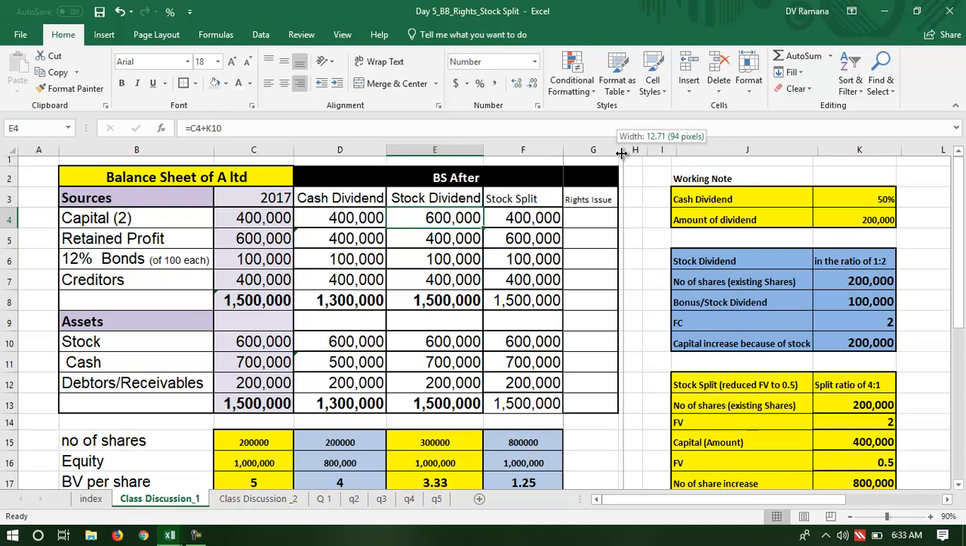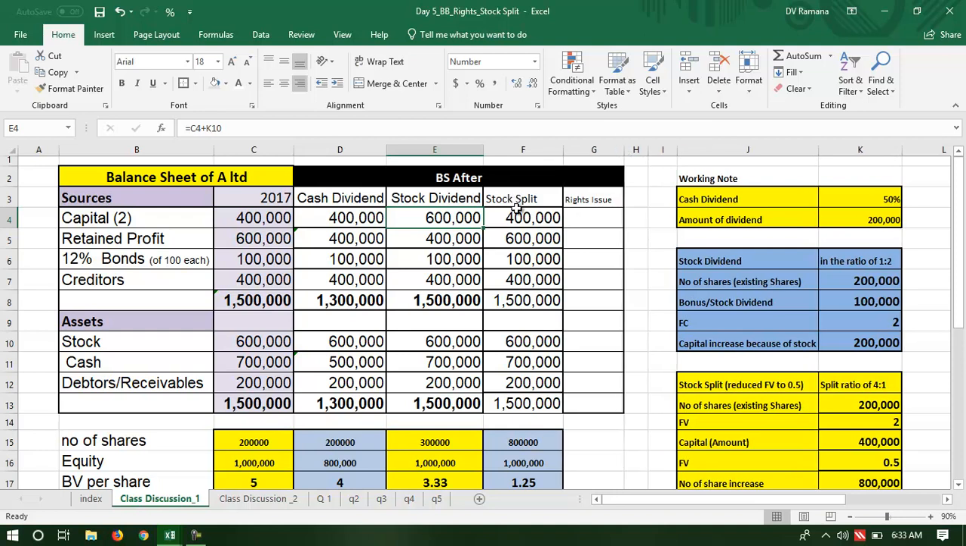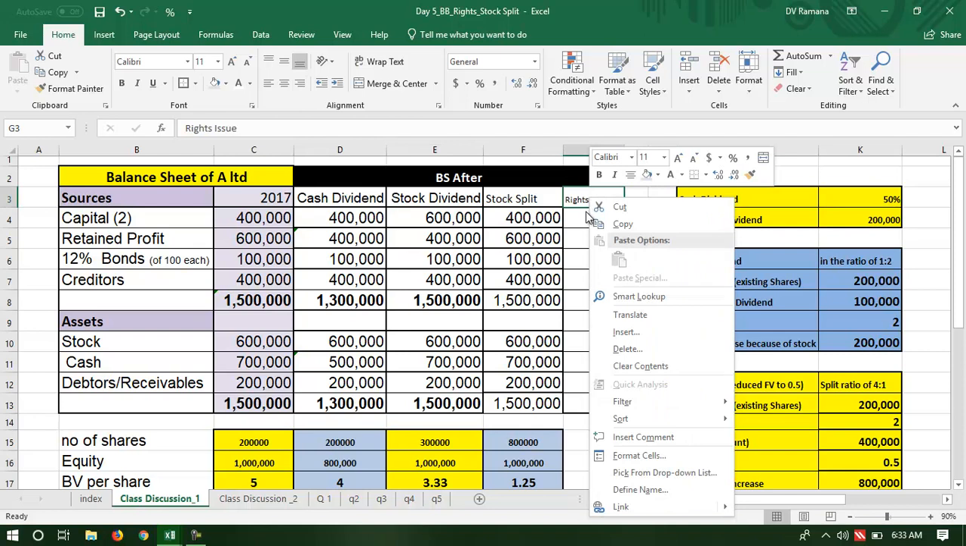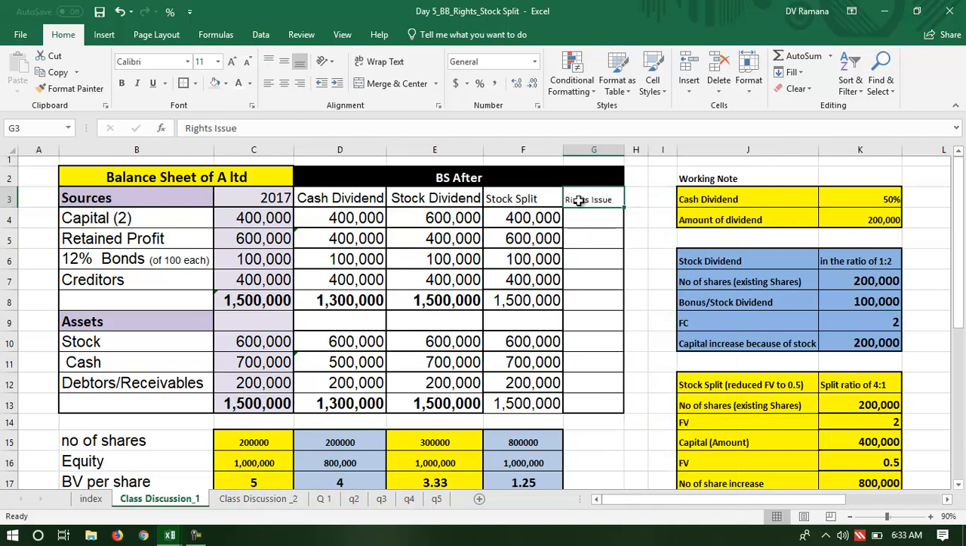And let us see the last one for this discussion. The last one is a rights issue. The rights issue is the issue of shares to the existing shareholders, as one of the rights of the shareholders is to be given the shares in case of any subsequent issue of shares. And this right is called preemptive right.